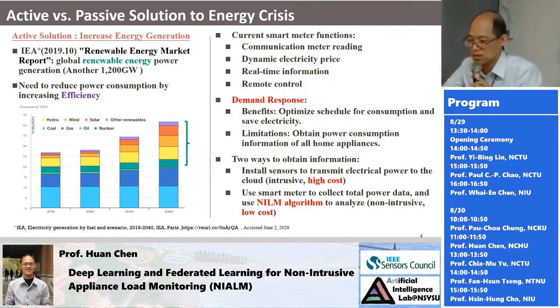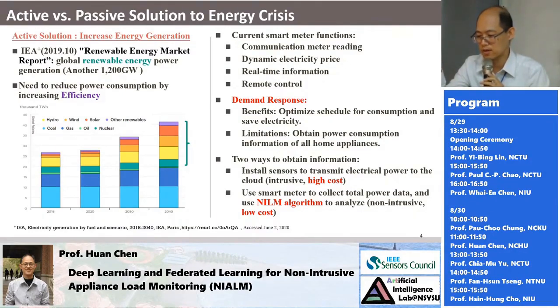And in the service provided by the AMI and the current metering system, there is a service called demand response. The benefit of demand response is that it can optimize the scheduling for consumers, save more energy, and use energy more efficiently. So the big question is, how do we get the information from the users? There are two ways.